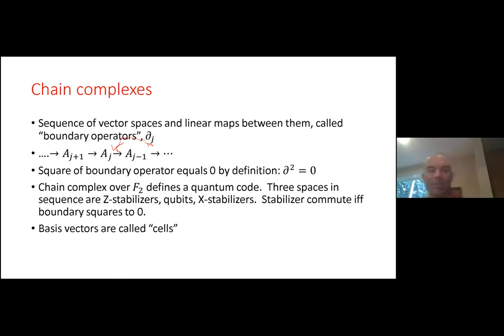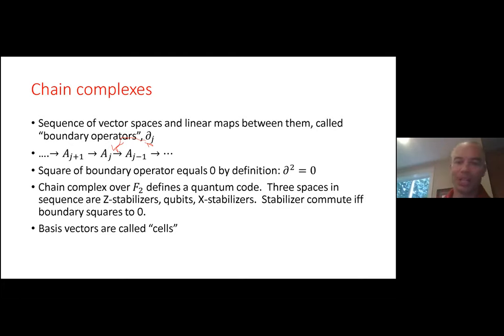And this requirement that the boundary squares to zero is exactly equivalent to the requirement that the stabilizers commute. If you have a certain Z stabilizer, the boundary of the corresponding thing is a set of qubits, the qubits that the stabilizer acts on. And then the boundary of that is the set of X stabilizers that are on an odd number of those qubits, and that will be zero if the stabilizers commute.